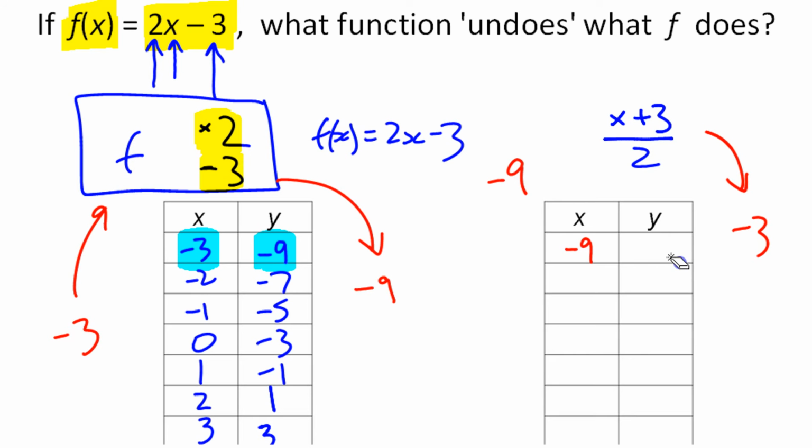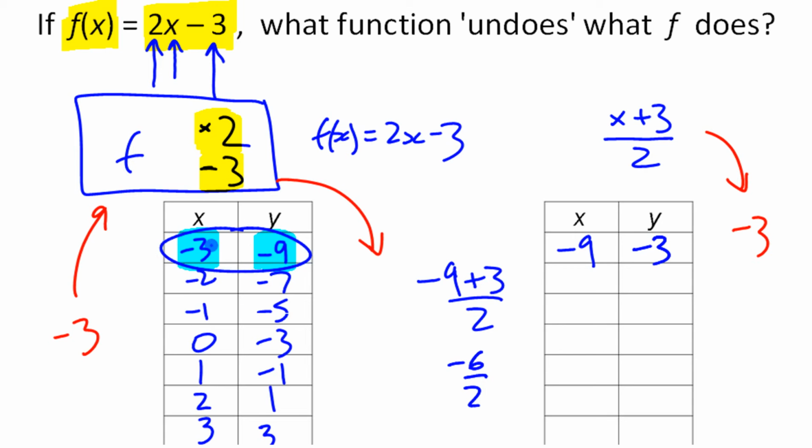Let's just confirm that if we start with these values, we'll get those original values back. If you put your negative 9 in there, let's see what we get. I'll write it over here. Negative 9 plus 3 divided by 2. All I did is substitute it in there. What do you get? Negative 9 plus 3, negative 6. Negative 6 divided by 2, negative 3. So it gives us what we want, right? It undoes that. It turns it back into what we started with.